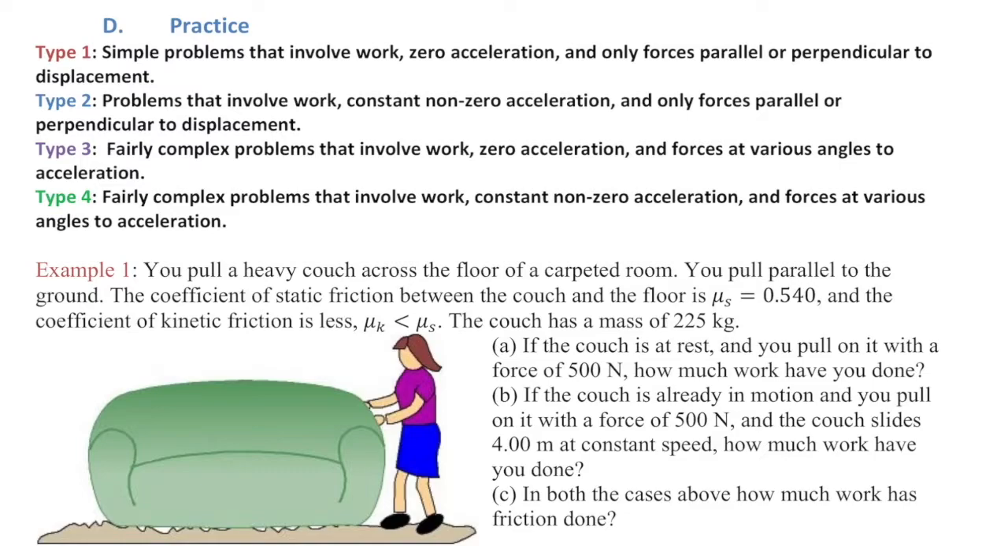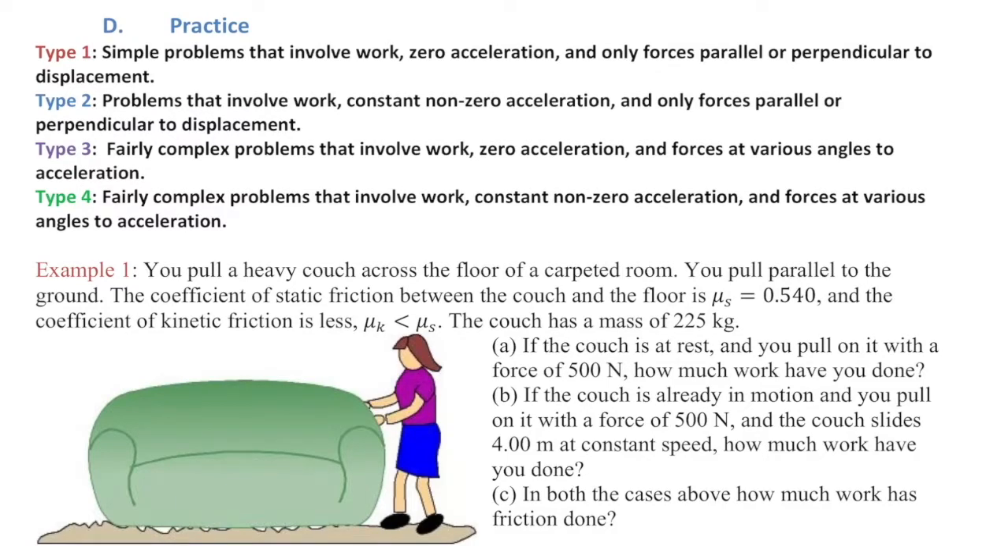Type 3: fairly complex problems that involve work, zero acceleration, and forces at various angles. Didn't I say everything is going to be scalars? So what's the whole business about angles? Well, it's true that the work-kinetic energy theorem is fundamentally a scalar equation. So once we get there, we're easy. We don't have to worry about components.